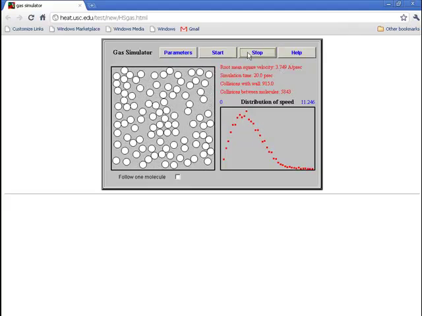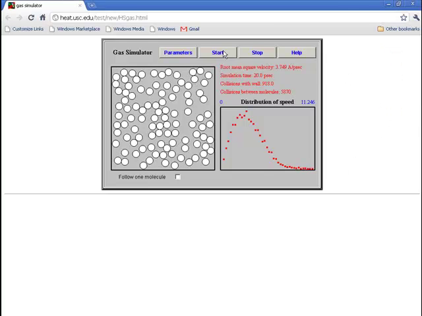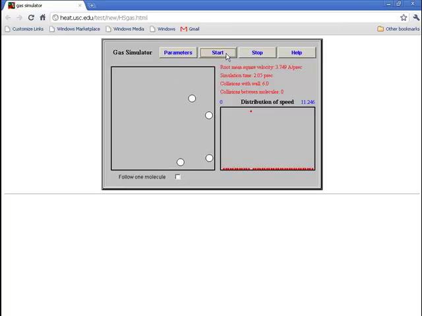So if we change this here, another gas, helium. Oh, I changed the number of atoms.